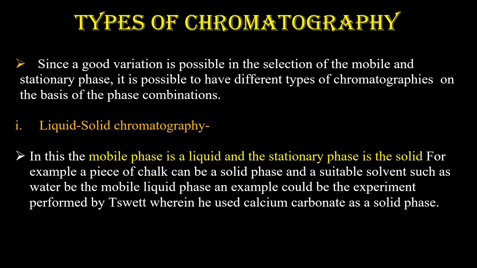For example, a piece of chalk can be a solid phase, and a suitable solvent such as water is used as the mobile liquid phase. An example could be the experiment performed by Tsvet, wherein he used calcium carbonate as the solid phase.